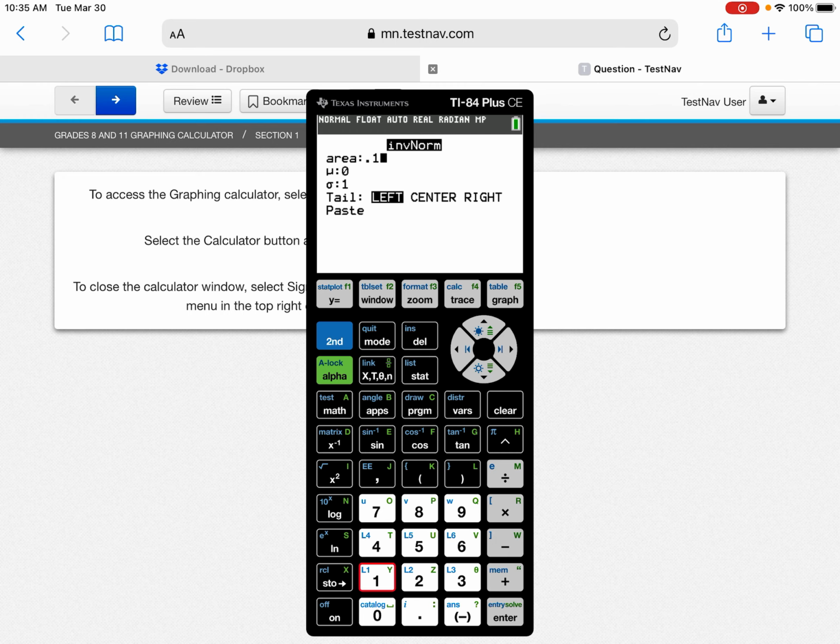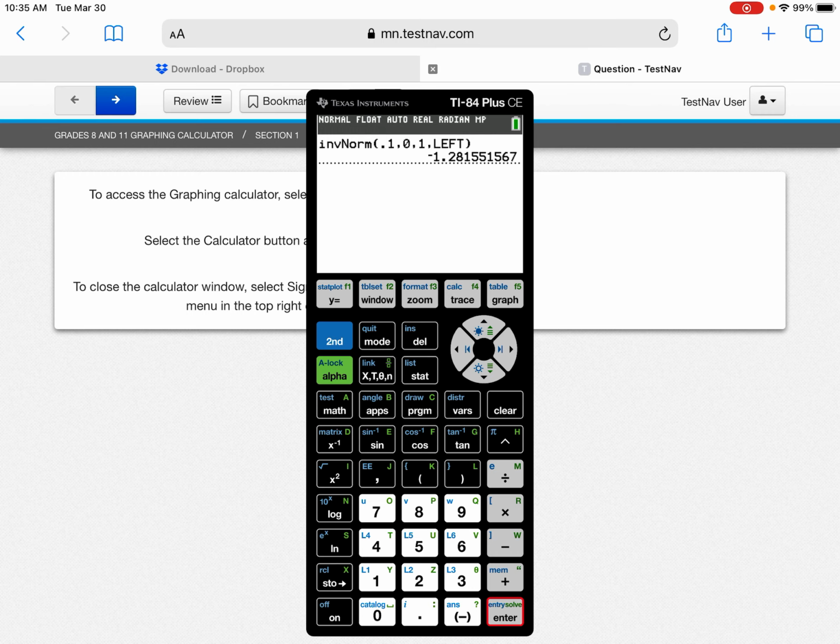For area, I'm going to put in 10%, 0.1. And then I'm going to keep the mean at 0, standard deviation at 1. I'm just going to try not messing with the tail thing. I don't know what that's about. Let's see, a left tail. I think on a real calculator, this gives you a positive value. Let me just check something. 0.1. Oh, no, it gives us a negative. That's fine. All right. So we're getting negative 1.282.